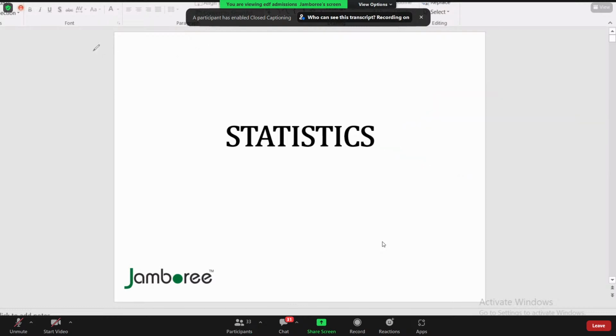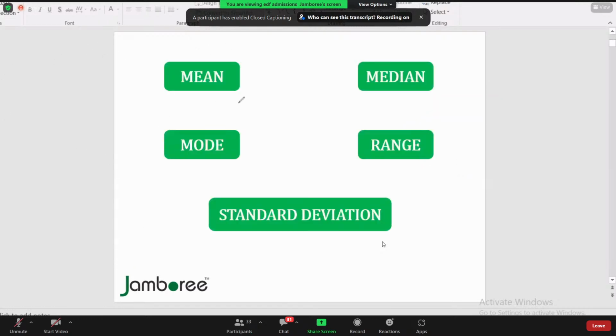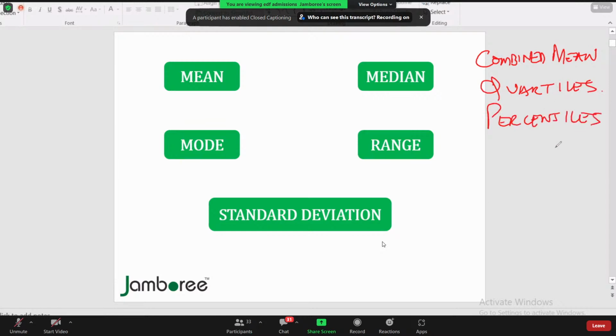The concept of statistics, I would say these are the 5 major things which we will be discussing: mean, median, mode, range, and standard deviation. After this, we will also be talking about combined mean, or you can say the weighted mean. We'll also talk about quartiles, percentiles, box plot, and the normal distribution curve. So these are going to be the major points which we will be discussing in this chapter.